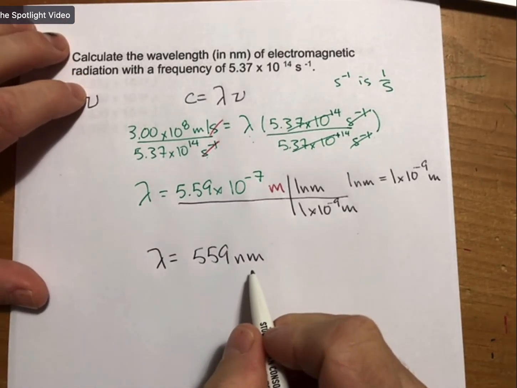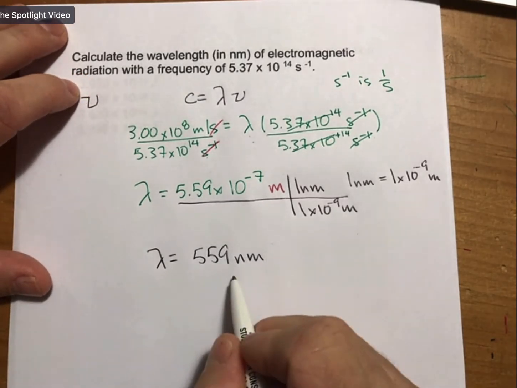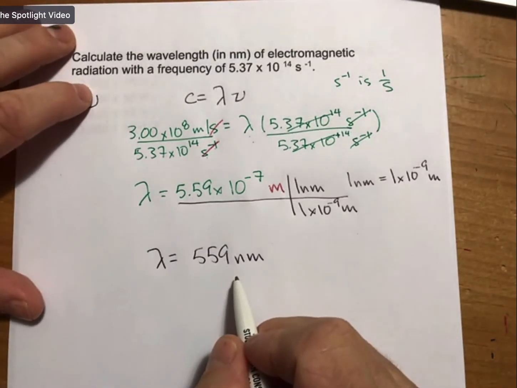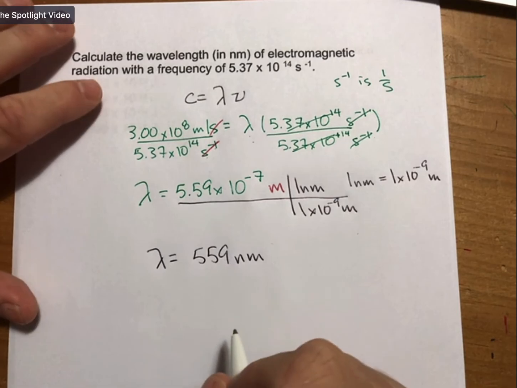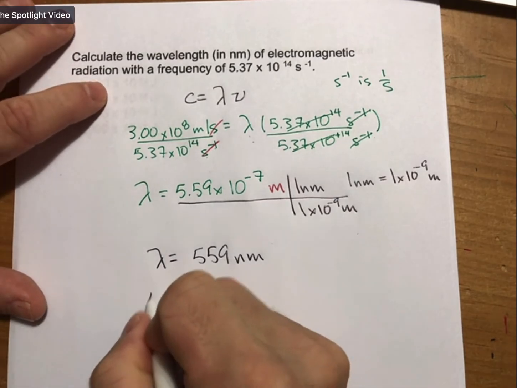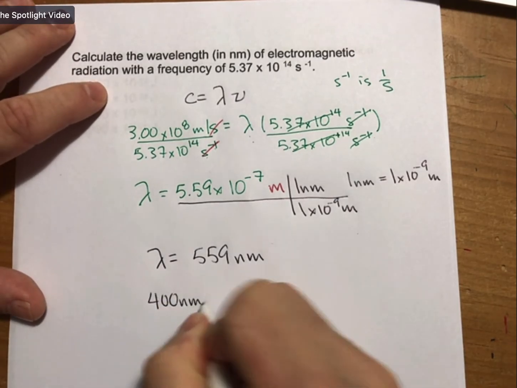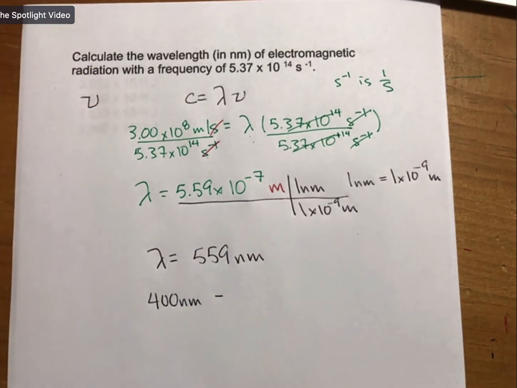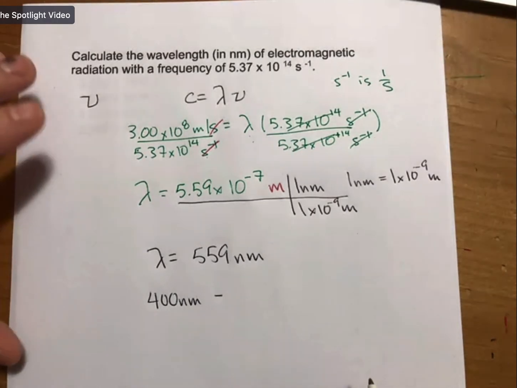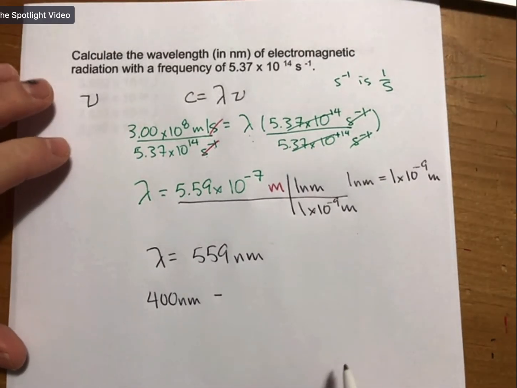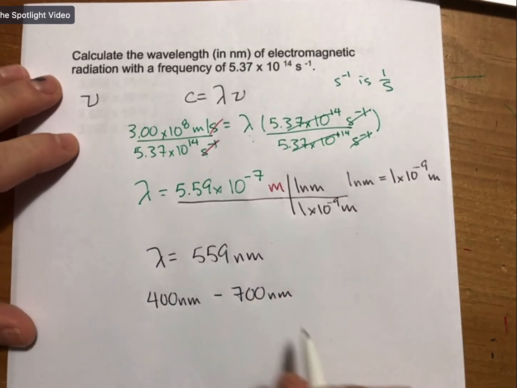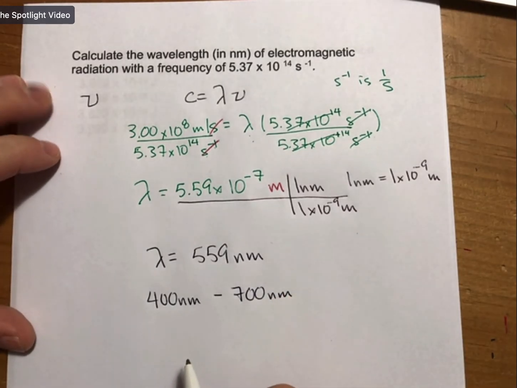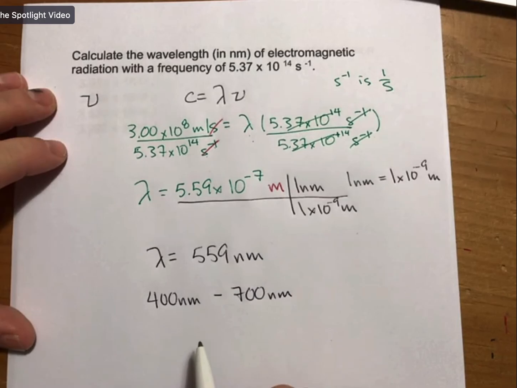This coincidentally or not coincidentally is in the visible region. And the visible region, as we talked about in the lecture outline, is generally considered between 400 nanometers and either 700 nanometers or 750 nanometers. I typically go with 700. Different people go with 750. And so this is in the visible region, not that that's part of your work for this problem.